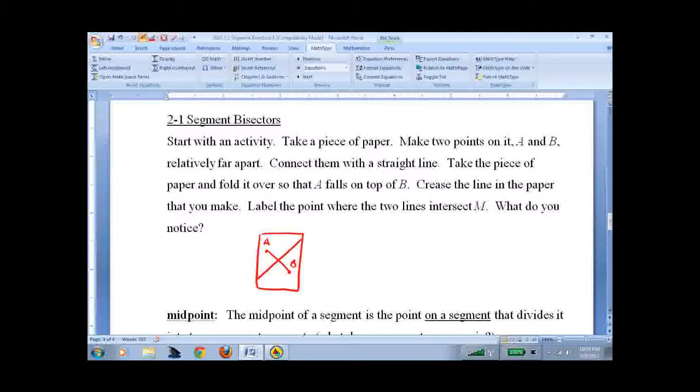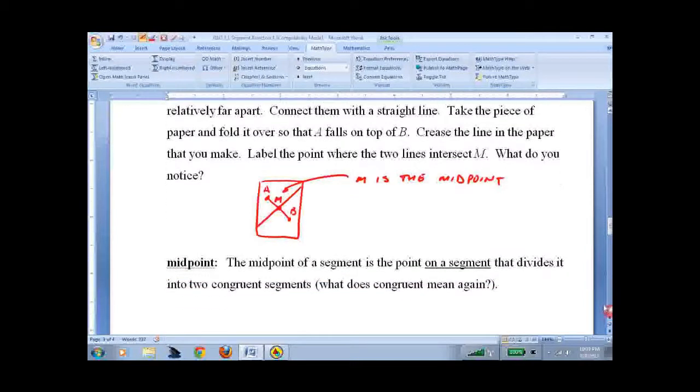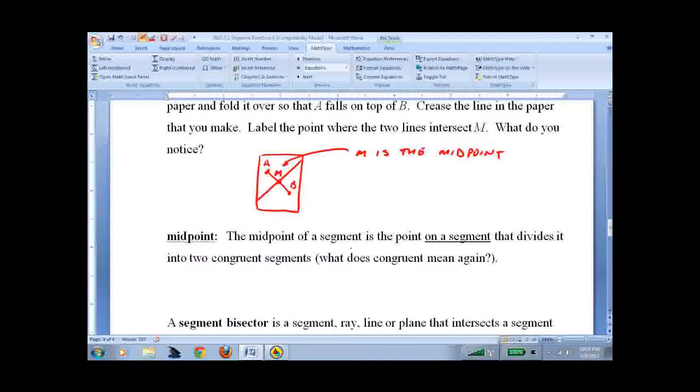This point in the middle, often labeled M, is a midpoint. And we call it the midpoint because it breaks up AB here into 2 equal segments, 2 congruent segments. And that's what this says. The midpoint of a segment is the point on a segment.